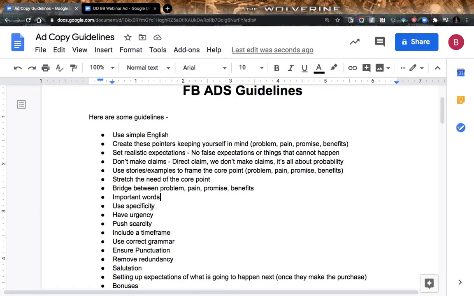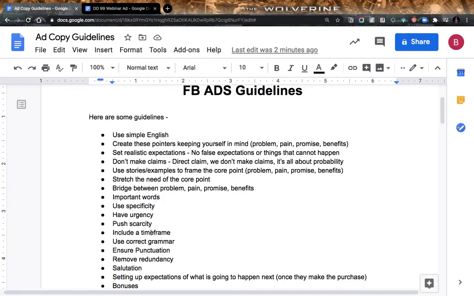Okay, now use specificity. Again, use numbers. So for example, 3-step process, 5-step process, 7-step process. Specificity is always a good thing. Have urgency. So 10 spots remaining, 12 spots remaining, that's actually scarcity. Urgency is like enroll before midnight tonight. So urgency on the basis of time. Okay, include a time frame.